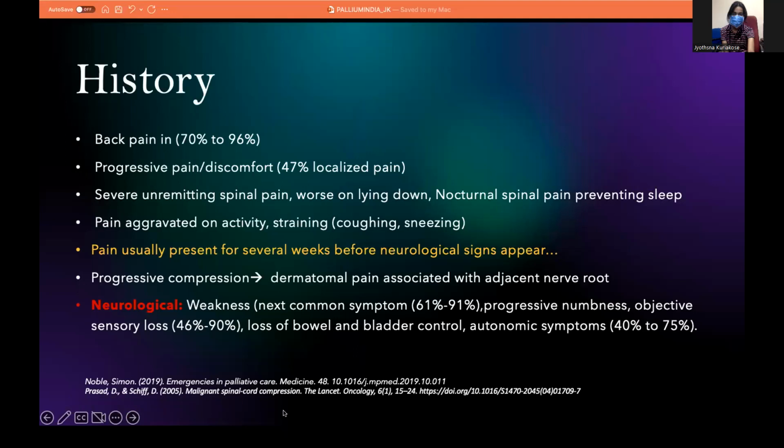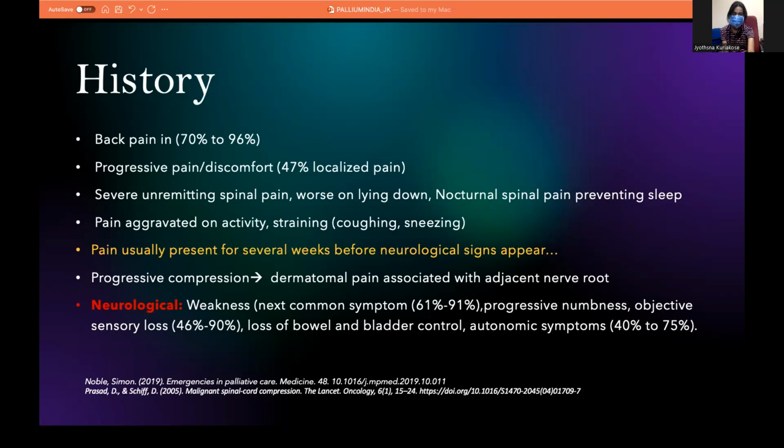The usual typical history is back pain in about 70% to 96% of patients. This is the most common complaint that the patient will have. The typical characteristics of the pain include a progressive, severe, unremitting spinal pain, which worsens in the supine position, more during the night, and impacts the sleep of the patient. During the progressive compression, the patients get pain associated with the adjacent nerve root, and hence they complain of pain aggravation on activity, coughing, sneezing, or any other activity that causes straining. The most important point to consider is that the pain usually presents for several weeks before neurological signs appear.